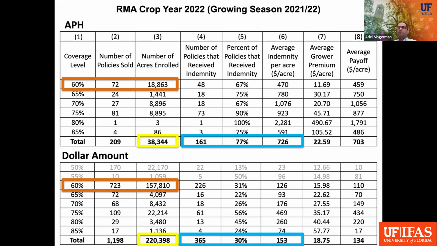$153. And even when we take the average premium into account, the payoff, if you want to call it that, after subtracting the premium, under APH was $703 per acre on average, and under dollar amount, it was $134. So not only was APH more than twice as likely to pay an indemnity, but the amount that it paid was also significantly higher.